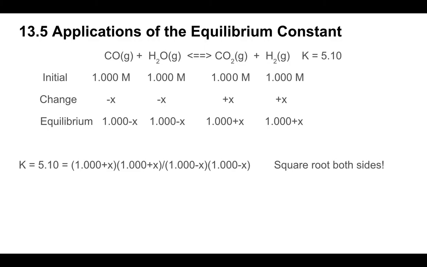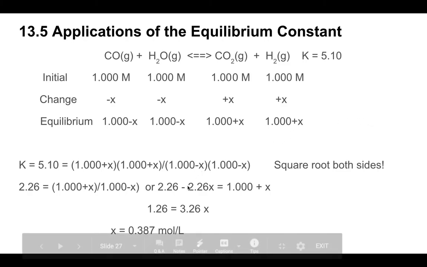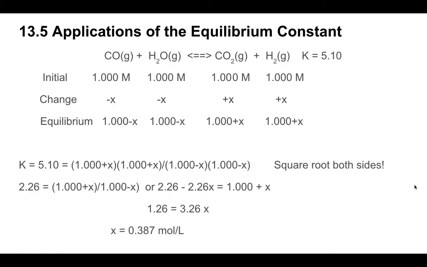Square root both sides. The top is 1 plus X times 1 plus X. That's square rootable. The bottom is 1 minus X times 1 minus X. That's square rootable. Look how much easier the math is if you square root both sides. It becomes 2.26 on the left equals 1 plus X over 1 minus X. Multiplying both sides by 1 minus X, you get 2.26 minus 2.26X equals 1 plus X on the right. Collecting like terms, 1.26 equals 3.26X. Dividing by the coefficient, X equals 0.387.